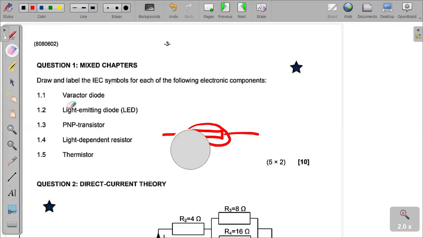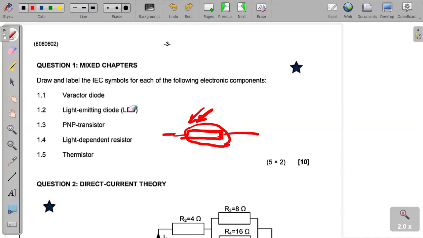So I'll try to indicate it nicely there. There we go. The arrows should be pointing inwards. There are two arrows there pointing in, indicating the light-dependent resistor. Then we have also the thermistor.